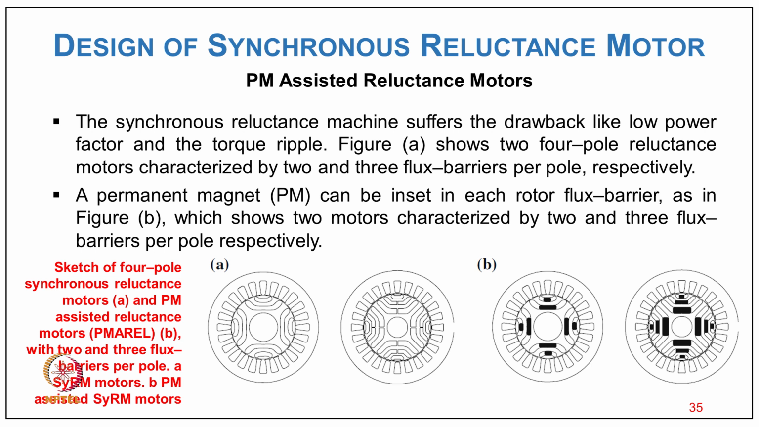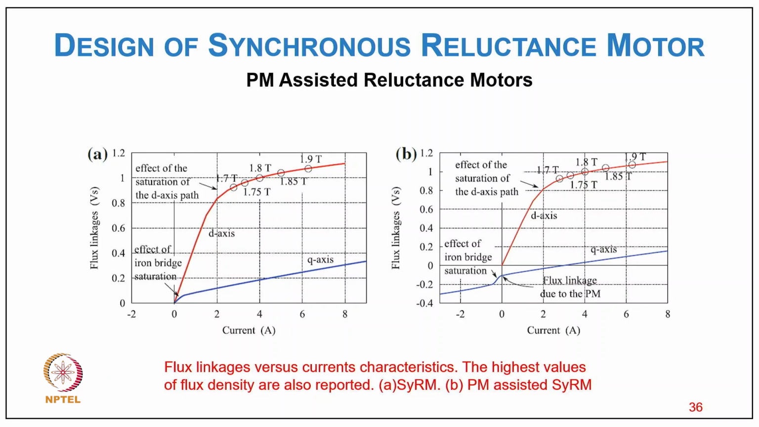So here is the sketch of synchronous reluctance motor and the PM assisted synchronous reluctance motor with 2 and 3 flux barriers per pole, where A is the synchronous reluctance motor and B is the PM assisted synchronous motor. How the permanent magnets are put in the flux barriers in the two kinds of synchronous reluctance motor. And here you can see how the flux linkage varies with the current, characteristic highest possible flux density, reported for synchronous reluctance motor and for PM assisted synchronous reluctance motor. So you can clearly see the effect of the PM as well as the saturation in the two cases.